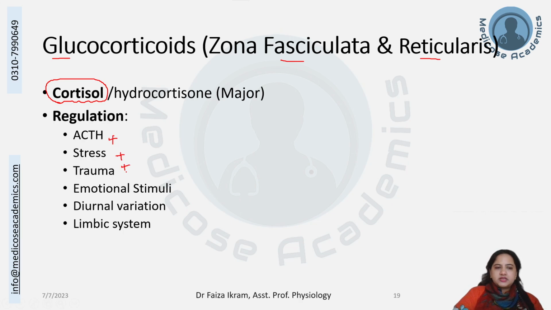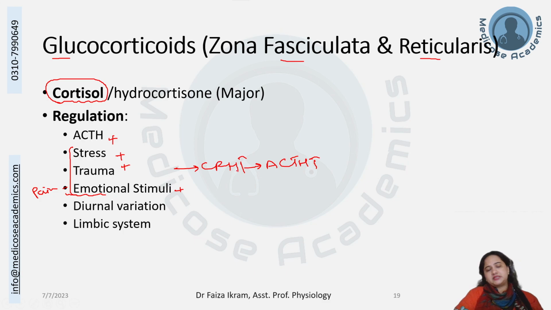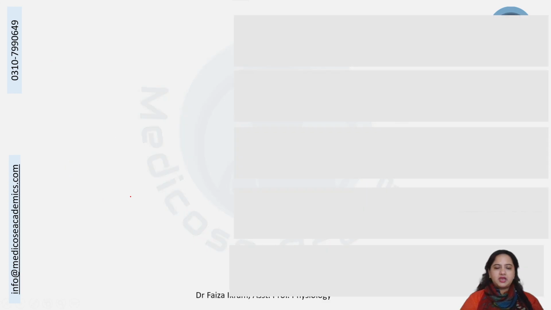And stress, trauma, emotional stimuli, these three are going to stimulate the hypothalamus to release corticotropin releasing hormone, that will again produce more and more ACTH. Hypothalamus is also a part of the limbic system. So whenever there is emotional trauma, there is pain, there is going to be stimulation of the hypothalamus and production of this stress hormone. The diurnal variation, as we discussed earlier, limbic system in connection with this and this, again will lead to increased production of corticotropin releasing hormone from the hypothalamus.